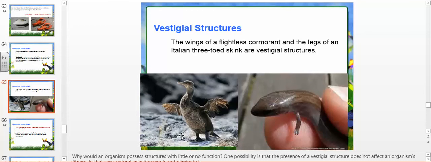So for example here, this little bird here is called a cormorant. It doesn't fly and it's got these little tiny wings. And these wings would be considered vestigial structures. This right here is called a skink, and they have little tiny legs, and they don't use their legs. They still kind of move like a snake does. So if I was to say the comment, "You are about as useless as legs on a skink," I would hope that you'd know what I was talking about.